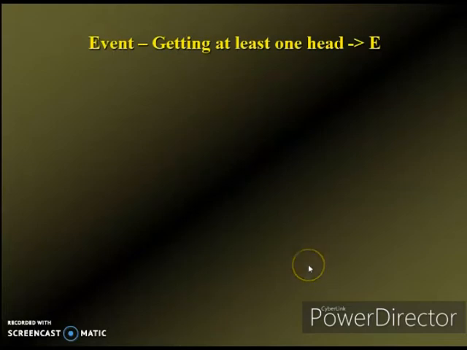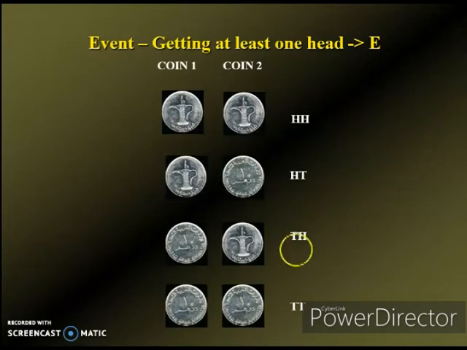Now, let's consider an event. My event E is getting at least 1 head. Now, in which situations are you getting at least 1 head? At least 1 head means you should have at least 1 head in your outcome. You can have more than 1 head, but at least there should be 1 head.